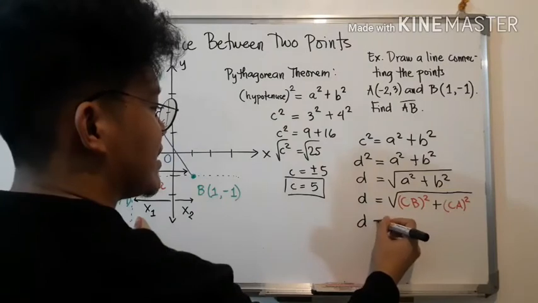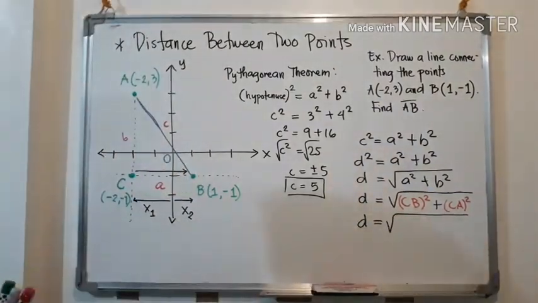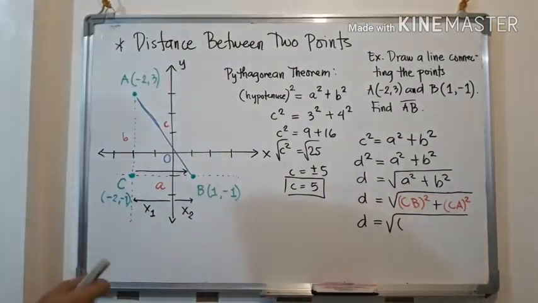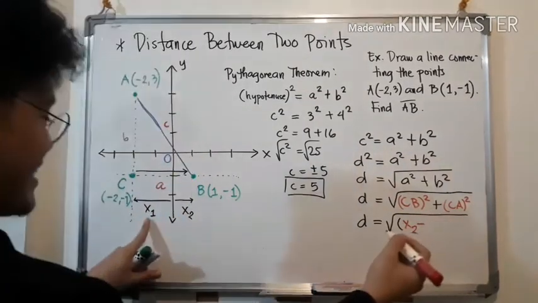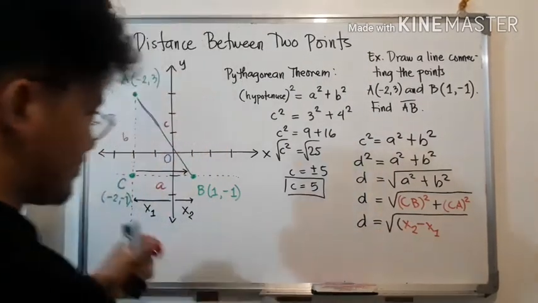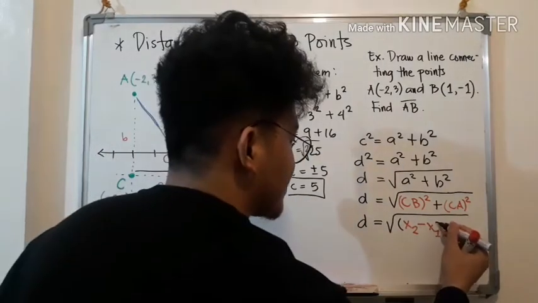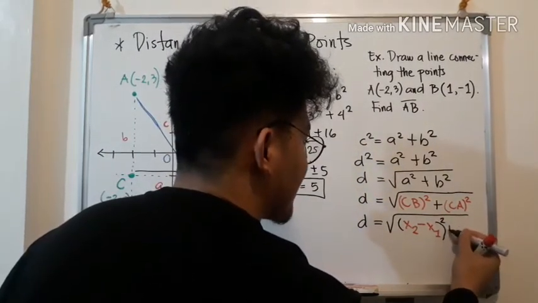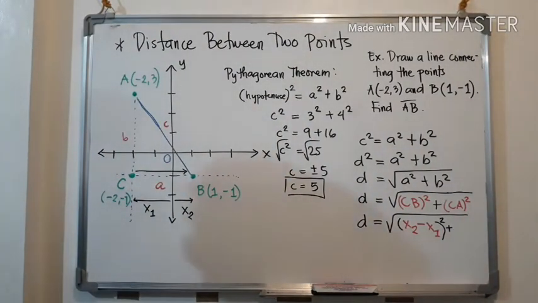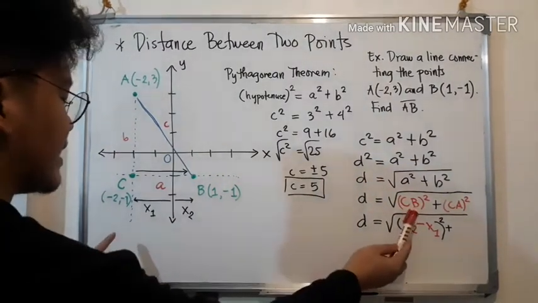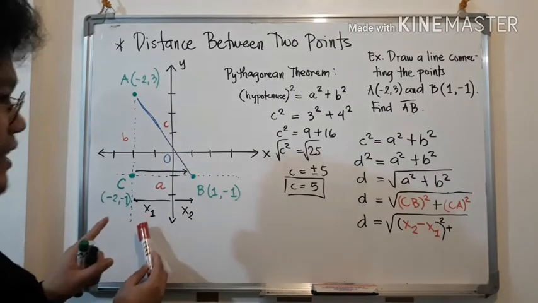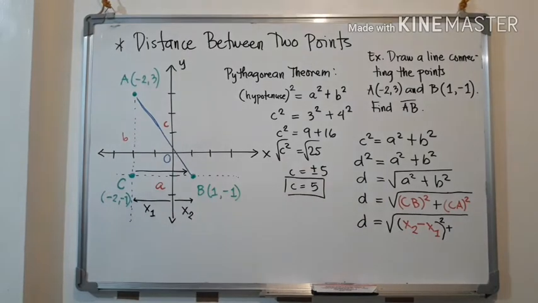Kaya, we have this. D is equal to the square root of the distance, or the measure of this directed line segment CB, which is x sub 2 minus x sub 1 squared. Kaya nasabi ko kanina, directed segment CB is not the same with directed segment BC. Kasi if we use BC, then we subtract x sub 2 from x sub 1. I hope clear yung point na yan.